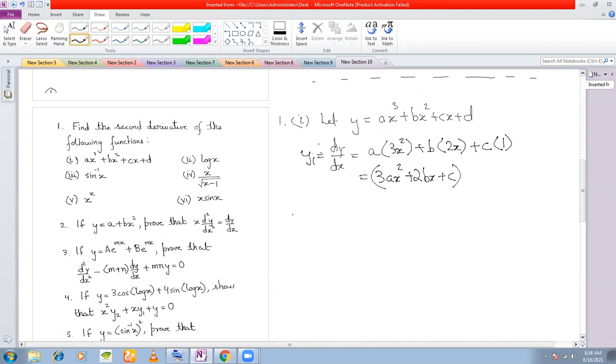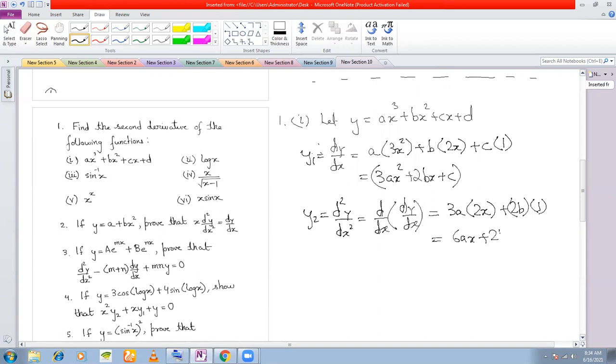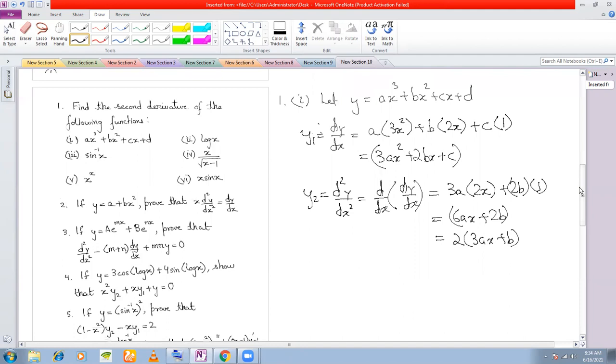This is what dy/dx is. And what about y2 or d2y/dx2? You differentiate dy/dx once again, which is equal to 3a is a constant, you keep it out, differentiate x squared to get 2x. 2b is a constant, you keep it out, differentiate x to get 1. So what you get here is 6ax plus 2b, and that is your second order derivative, your d2y/dx2. You can take 2 common, write this as 2 times (3ax plus b). So that finishes the first one.